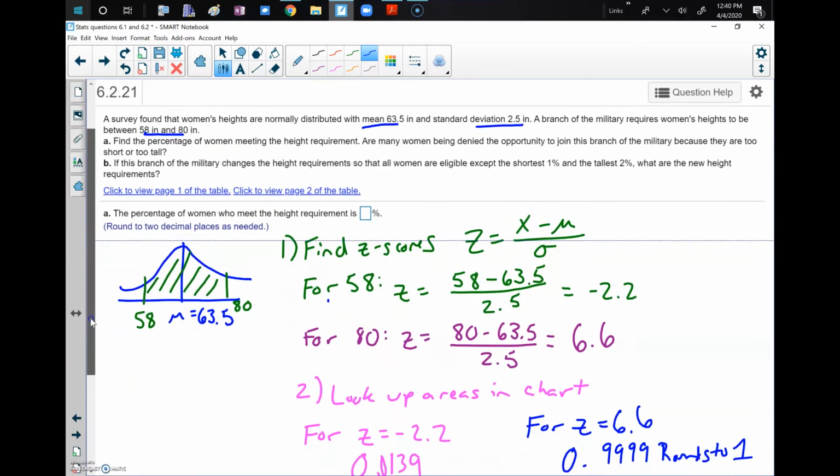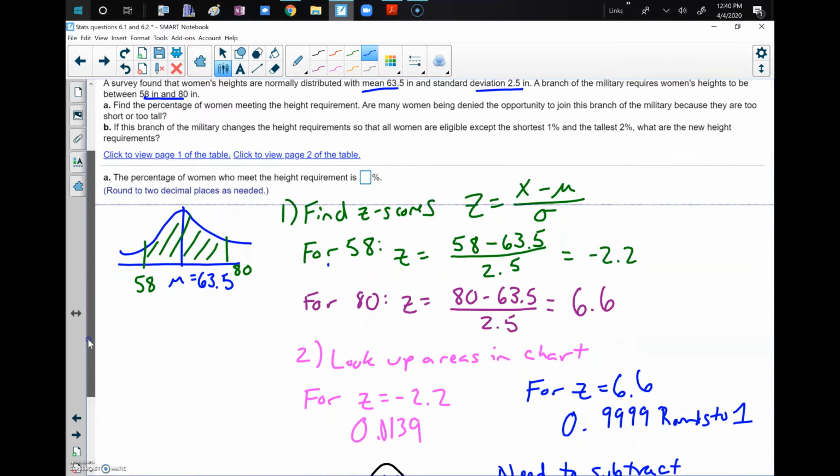Well, step 1, anytime we're going from data values to area underneath our graph, our z-score is that step in between that we need. For me to use the area chart, I have to know the z-scores. So we're going to convert the 58 and the 80 into z-scores using our z-score formula. The z-score is our data value minus the mean, all divided by the standard deviation. So I calculated that for 58. I got negative 2.2 as my z-score. And then for 80, I got 6.6 as my z-score.